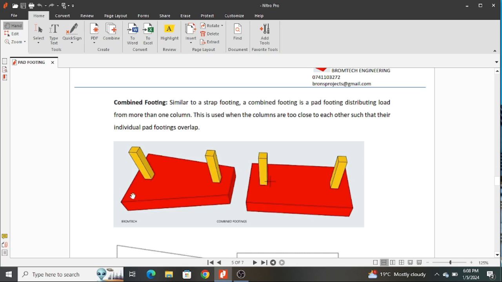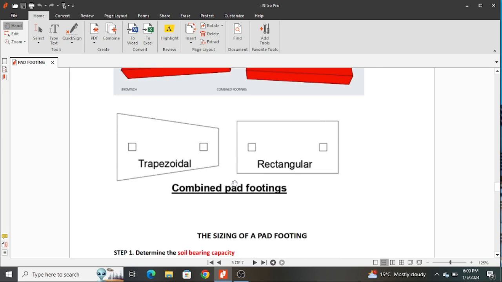But this one, being trapezoidal, it shows that you have this loading in this column is much more than this one. Therefore, the footing has to be wider at this section as compared to this section because it is supporting more load at this point. Sometimes we are actually necessitated to use combined footing because of closeness of columns. The columns are too close to each other that if you have two separate pad footings, they overlap. So you do a combined footing instead.